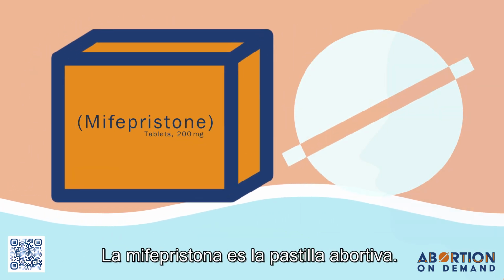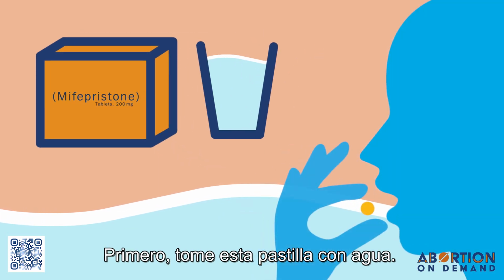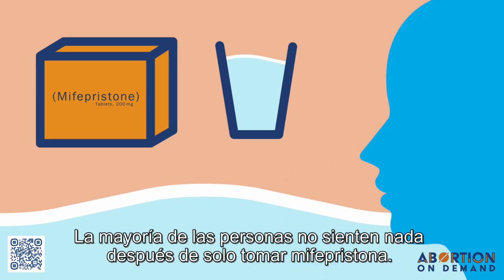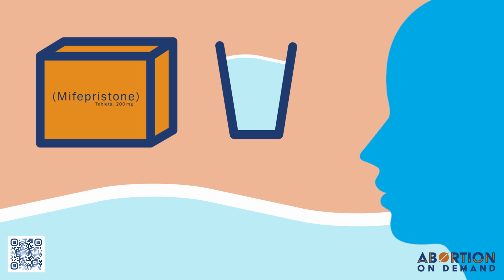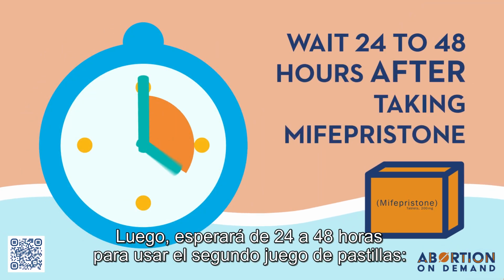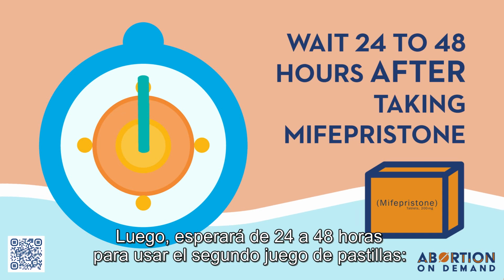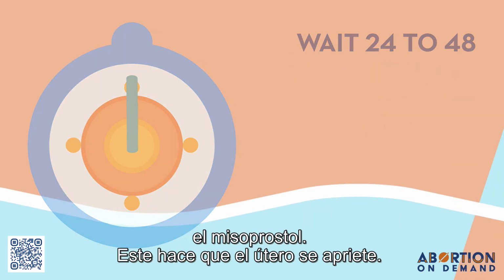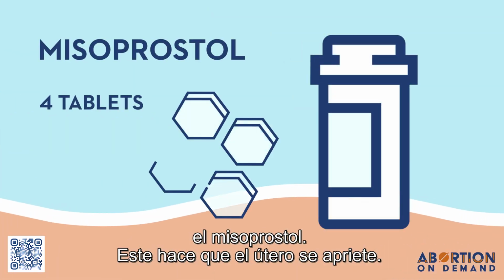Mifepristone is the abortion pill. Swallow this pill first with water. Most people don't feel anything at all after just mifepristone. It blocks the hormone needed to continue the pregnancy. You will then wait 24 to 48 hours before using the second set of pills, misoprostol. These make your uterus squeeze.